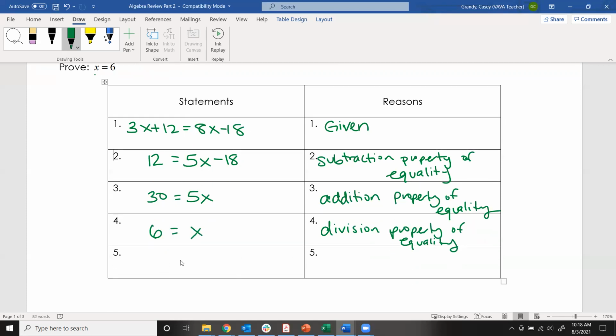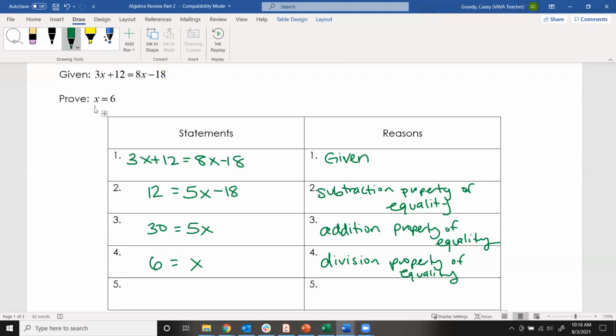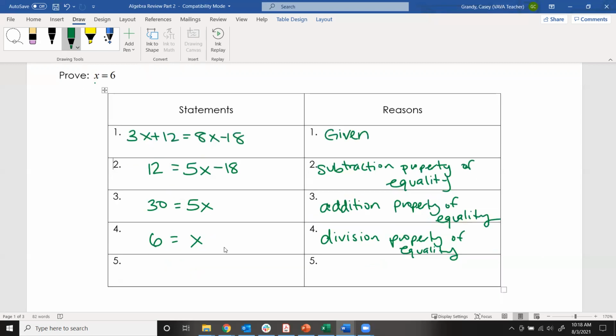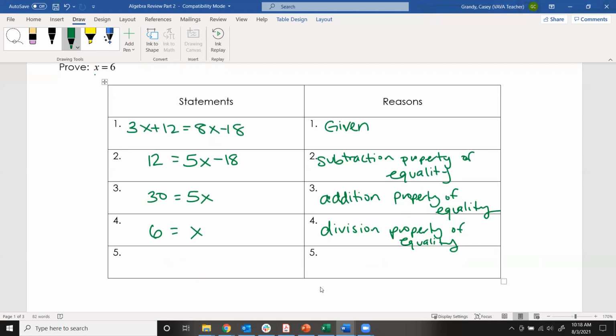Now the very last step. Well, I wanted to prove that x equals 6. I have 6 equals x. So I'm going to flip-flop these and write x equals 6. The property that allows me to flip them around is the symmetric property.